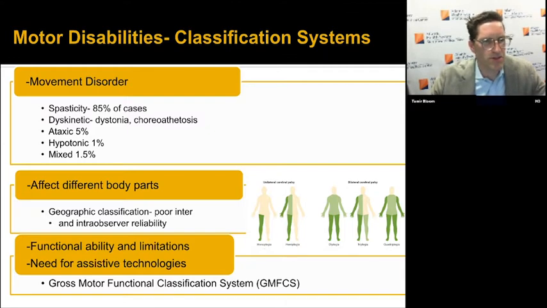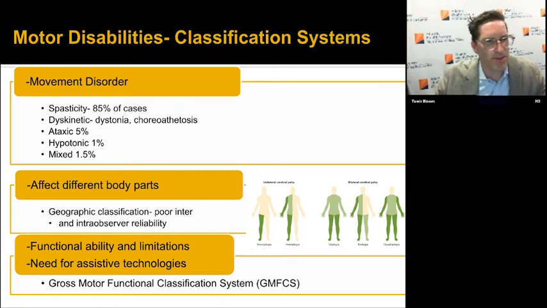The most common type of movement disorder is spasticity, and this is a type of hypertonia where you have velocity-dependent tone. A simple way to check for spasticity is to check a reflex, like a patellar reflex, and in a child with spasticity, they will have an increase in their reflex. The spasticity results from damage to pyramidal tracts in the central nervous system.